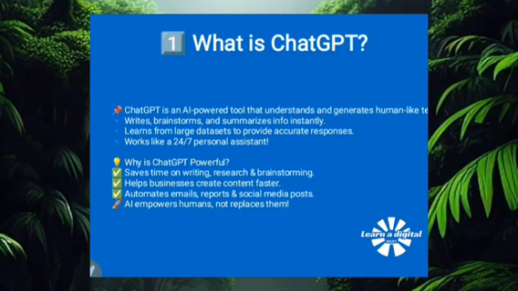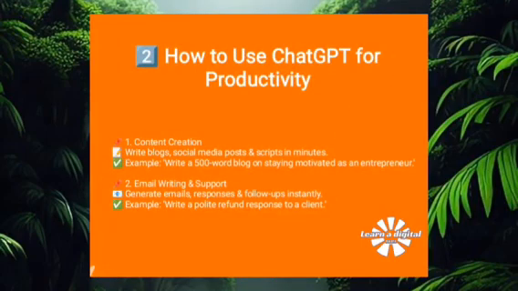Alright. So next, how to use ChatGPT for productivity. Now, content creation. Write blogs, social media posts, and scripts in minutes. Example, write a 500-word blog on staying motivated as an entrepreneur. So we are going to go into ChatGPT and then we will take this exercise.